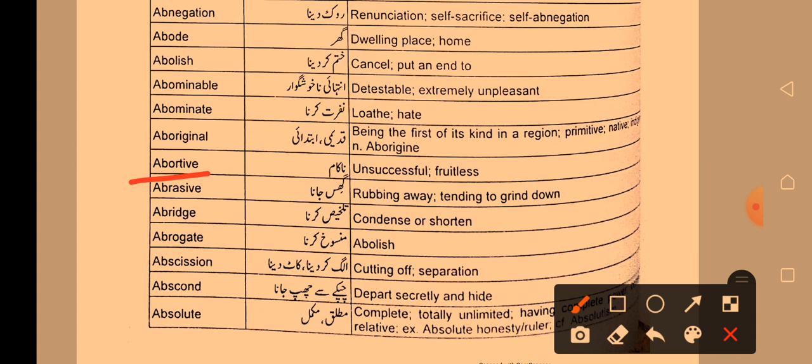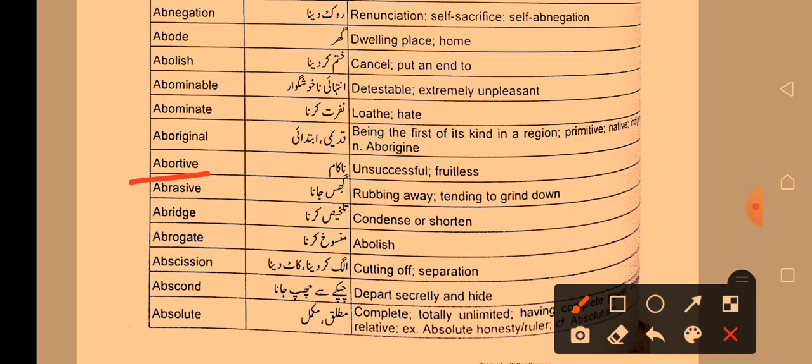Other word we have is abrasive. Abrasive means to rub away, to wear down. Abrasive also means someone who tries to enter any place forcefully. In that condition we can use abrasive. Other word we have is abrade. Abrade means condense or shorten, make short, or you can use abrade.